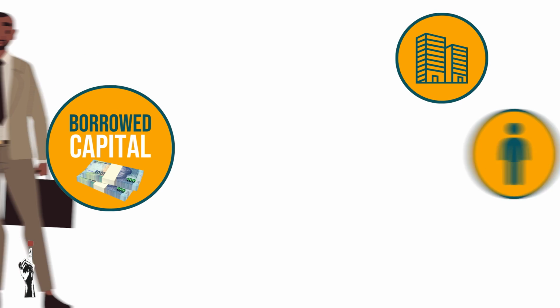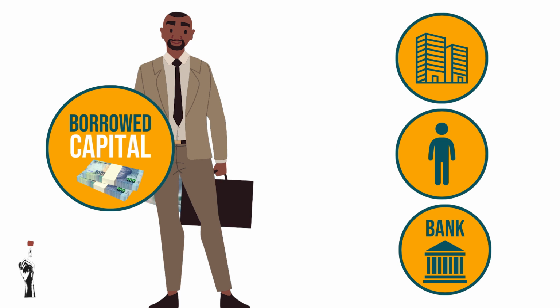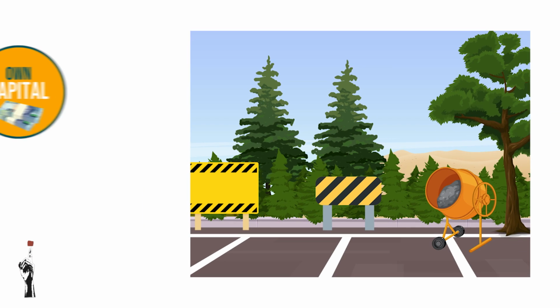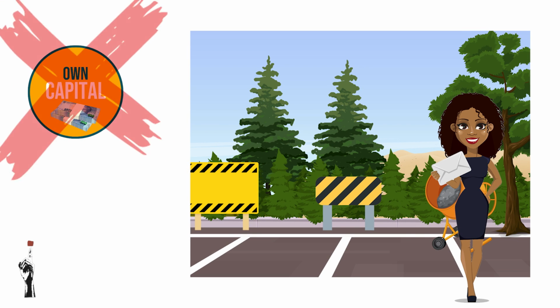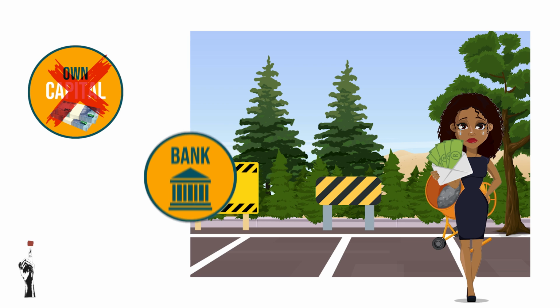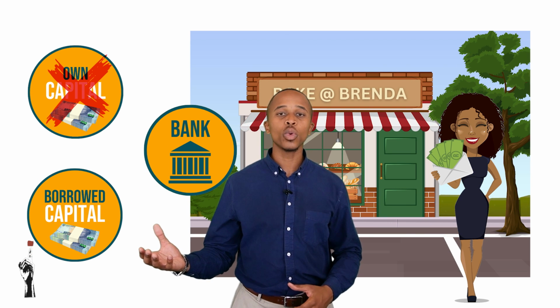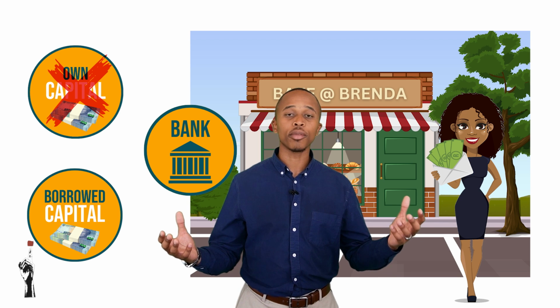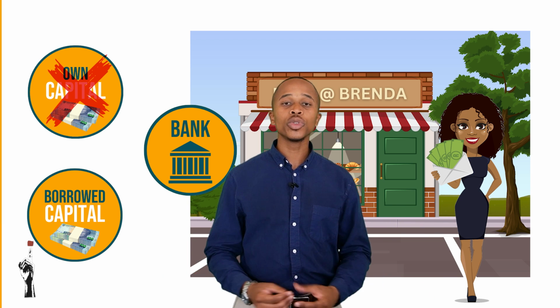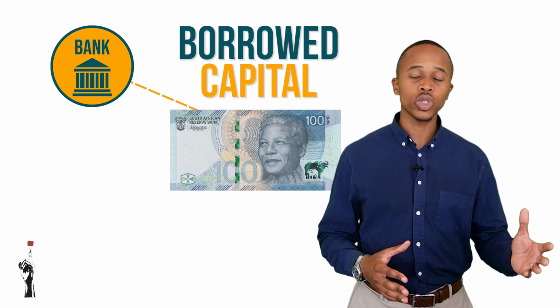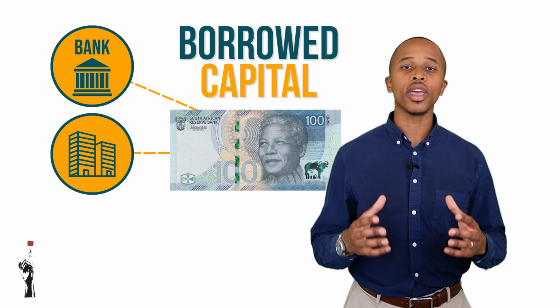Borrowed capital is any money that the entrepreneur borrows from someone else or another institution or business. When Brenda opened her bakery, she did not have enough capital of her own and had to borrow money from the bank. Without the bank's money, Brenda would not have been able to open her business. Now, you need to realize, grade 8 learners, that there are many places in which someone can get their capital. This includes many other financial institutions, including a bank, which Brenda used.